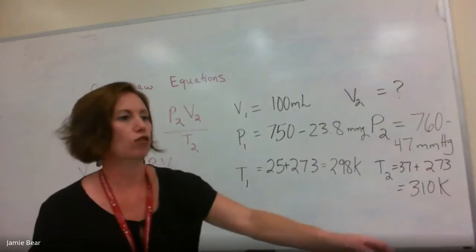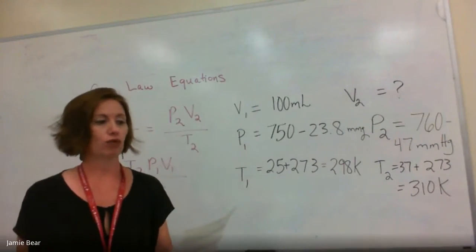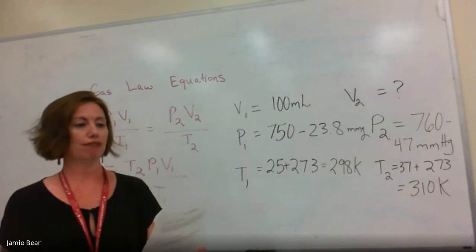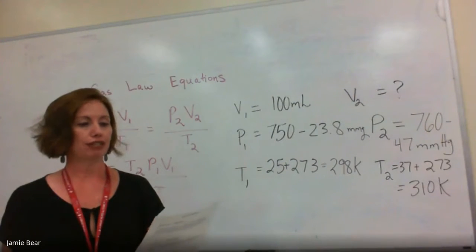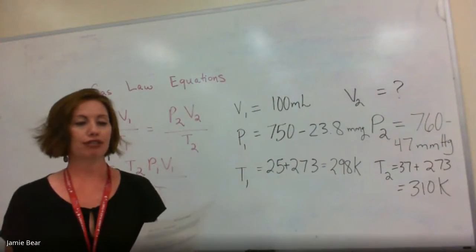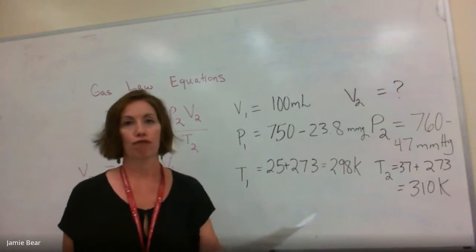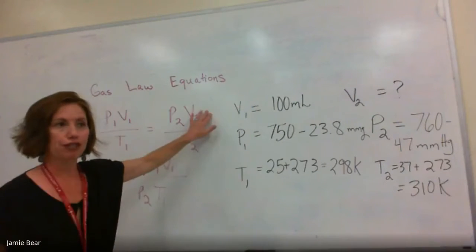Well, if we're reading the question, the one that's given is 100 milliliters of saturated gas volume measured at 25 and 750. And then what we're finding is the new saturated gas volume at 37 degrees and 760. So we're asked to find the new volume. So we're actually looking to solve for V2.